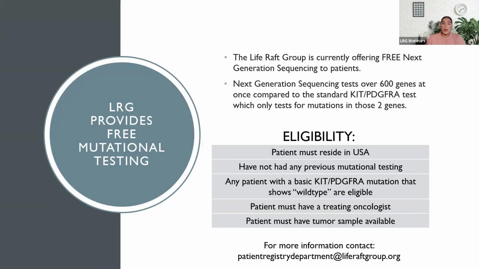The Raft group is currently offering free next-generation sequencing to patients. Next-generation sequencing tests for over 600 genes at once compared to the standard KIT or PDGFRA test, which only tests for mutations in those two genes. Eligibility criteria include that a patient must reside in the United States and have not had any type of previous mutational testing, but if a patient has had just the basic KIT or PDGFRA mutation test and it came up as wild type, they are eligible. Patients must have a treating oncologist, and a patient must have a tumor sample available.